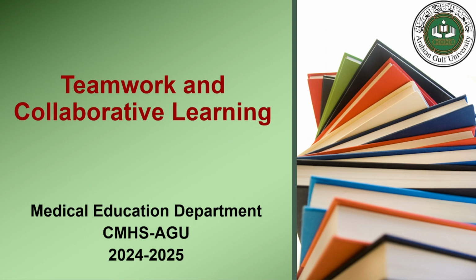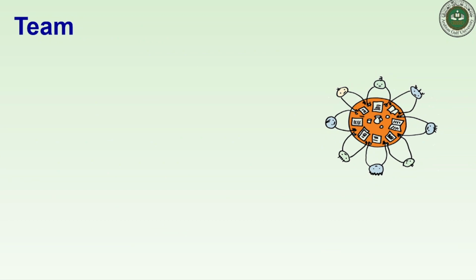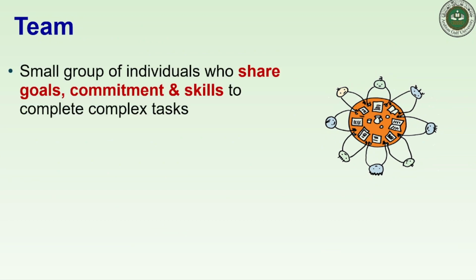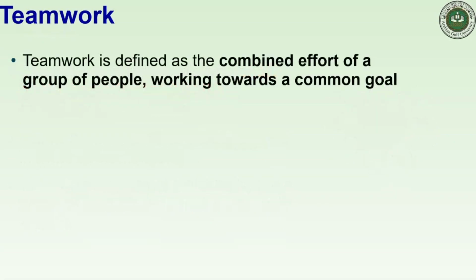Again, definition. What is a team? A group of individuals who share goals, commitment, and skills. Any definition, we can modify one or two words and ask them as one of the options. So be familiar with all the definitions and look for the keywords. So this is the definition of a team: share goals, commitment, and skills.